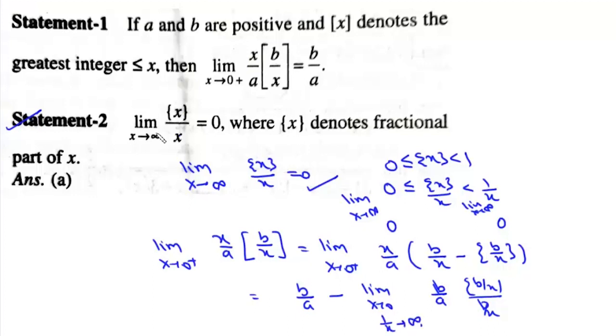Now statement 2 says if x tends to infinity, then the fractional part of x upon x is 0. So in that case, this limit will be 0. So the value of this limit will be simply b by a. So statement 1 is true, statement 2 is true, and statement 2 explains statement 1. Now here the question is, we need to solve this limit.